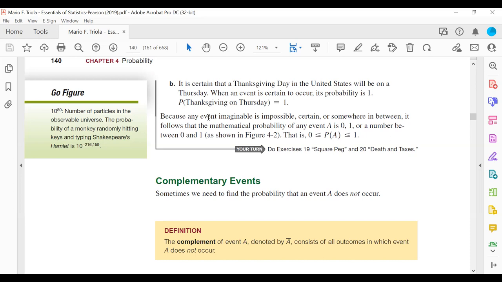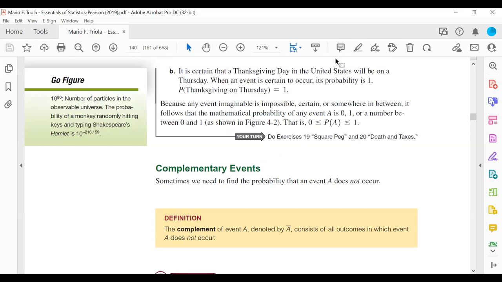it means in English. So sometimes we need to find the probability that an event A does not occur. So a complement is the event where A does not occur. So the definition of complement: the complement of event A, we denote it with a bar on top of the event. In this case, A, you put a bar on top of it, that means not A.